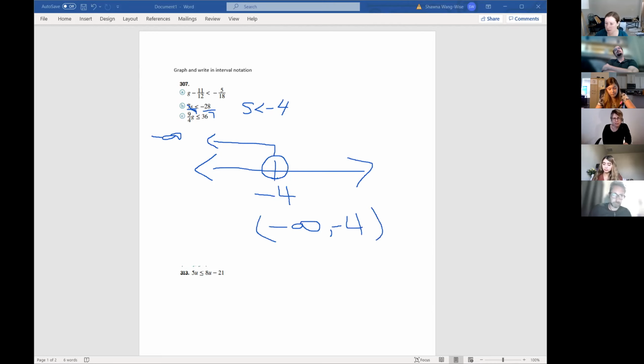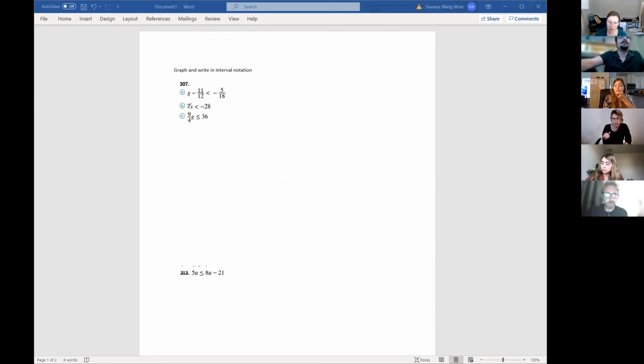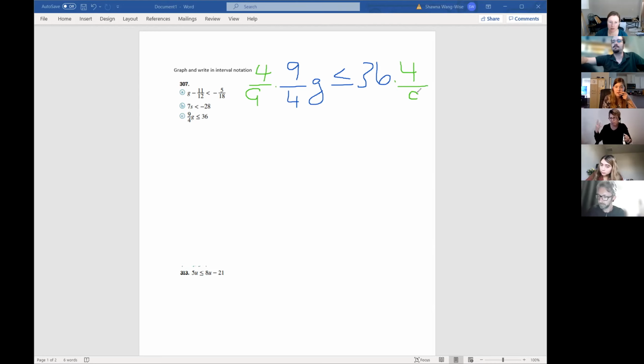All right, let's see who's next for the next one. We have Gerardo next. For C, I'm not sure if I did it right, but I did times. I'm just writing it so we can do the multiplication. Okay. I flipped the 9/4 and multiplied 4/9 on both sides. Okay. So on the left side that cancels out.